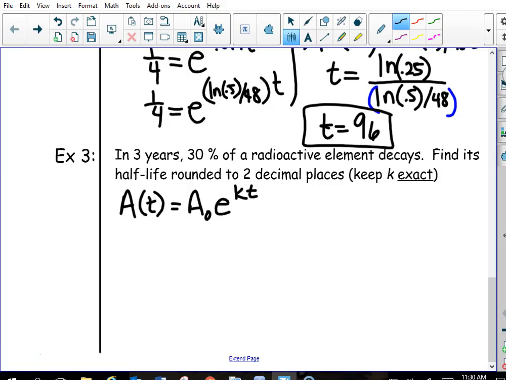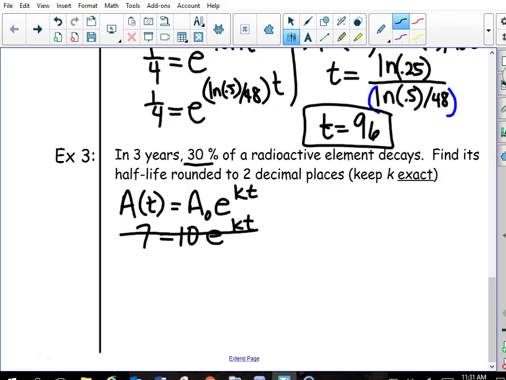So in 3 years, 30% of a radioactive element decays. That means that there's 70% left. So if I start out with, say, A sub 0 is 10, and there's 70% of it left, then the remaining amount would be 7. So I'd have 7 equals 10 e to the kt. I could use numbers, but once I do my division, I'm looking at 0.7, which is 30% has gone away. So don't do this.